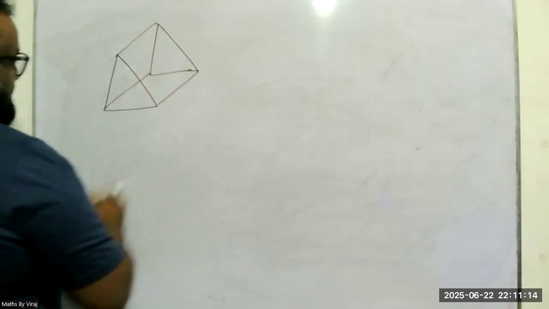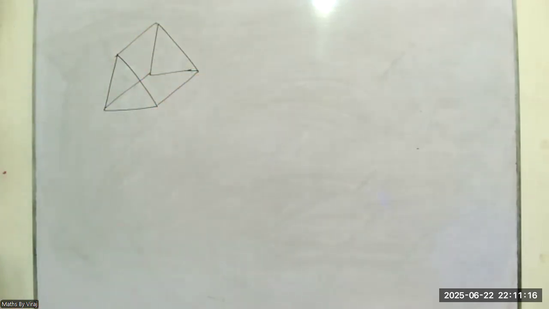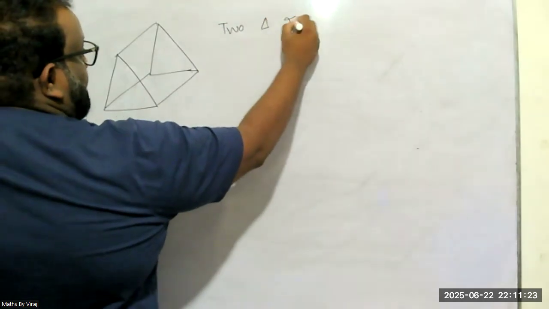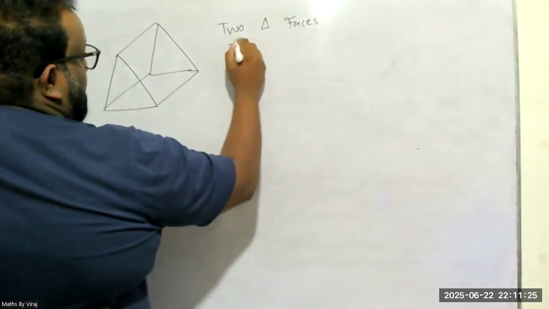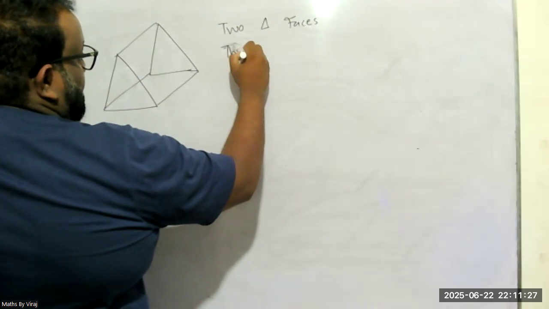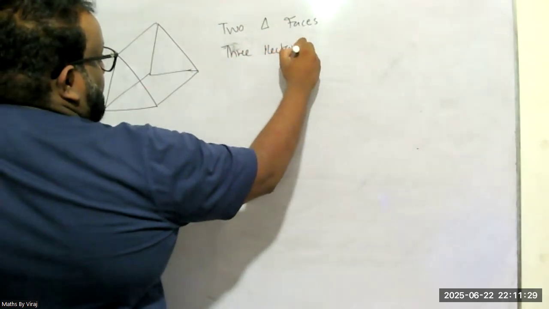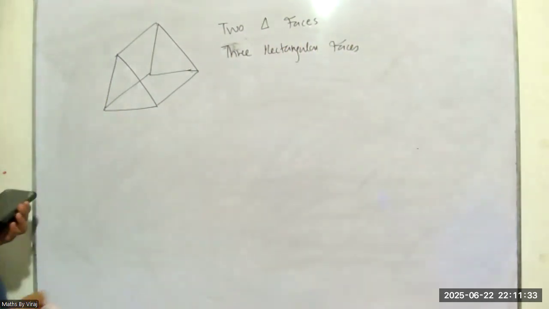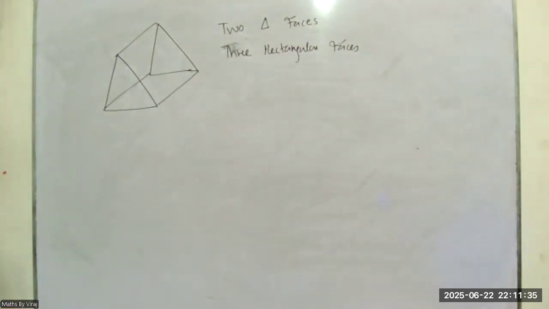Two triangular faces and three rectangular faces. Correct or wrong? Yes, correct. So two triangular faces and three rectangular faces. Now the questions are pretty clear actually.